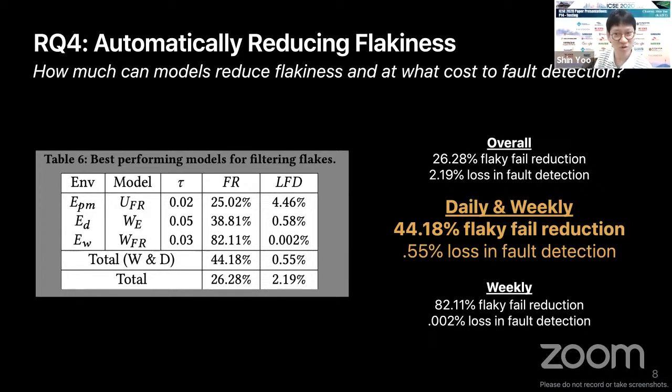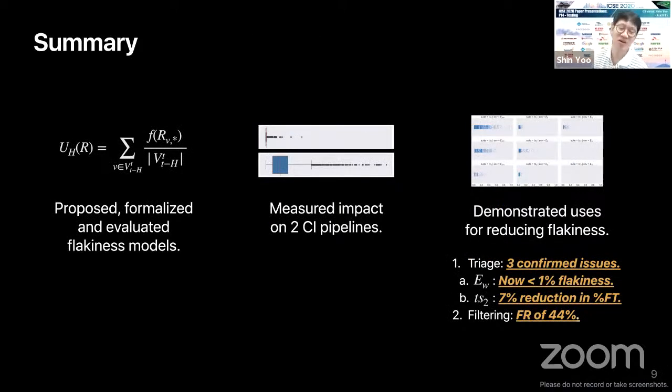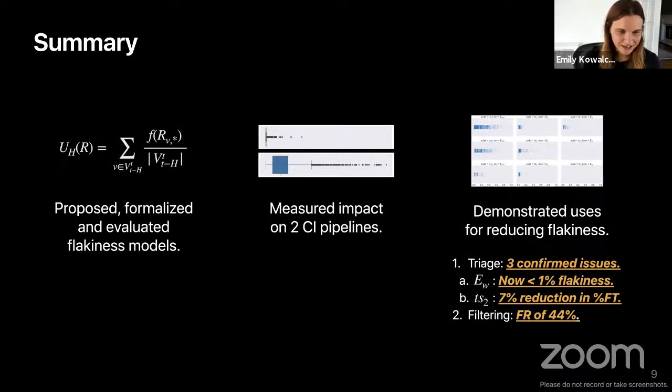I think we want to move on to the questions. Okay, that's the summary. Just to summarize what's going on, we proposed, formalized, and evaluated the flakiness models. We measured the impact on 2 pipelines where we could actually see the difference of how flakiness was impacting them. And then we demonstrated uses for reducing. So the triage, 3 confirmed issues, able to get our weekly down to less than 1%. And then the filtering where we're able to get a reduction of 44%.